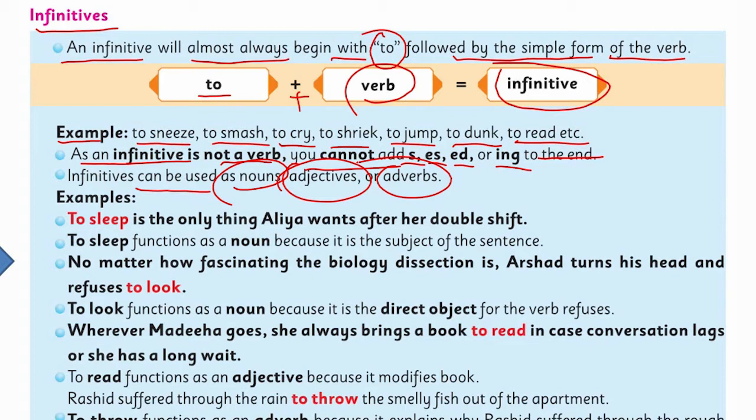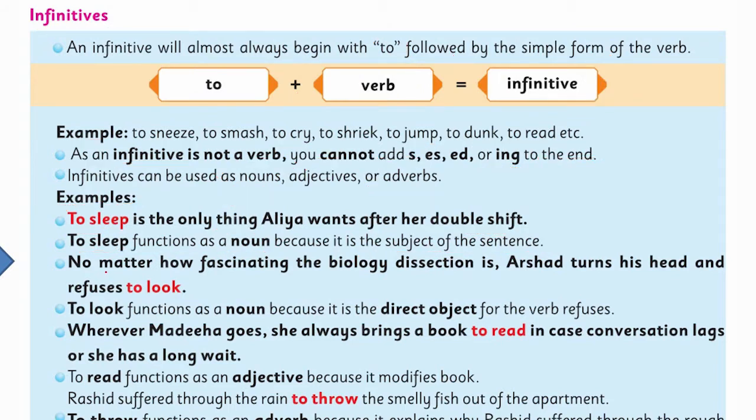Like the examples here: To sleep is the only thing Alia wants after her double shift. You can see the use of to and the first form of the verb, the simple form of the verb sleep. So this is an infinitive. To sleep functions as a noun here because it is the subject of the sentence. Start में आ रहा है तो क्या है? Subject of the sentence है. पूरे sentence को जो lead करता है वो आपका subject होता है.